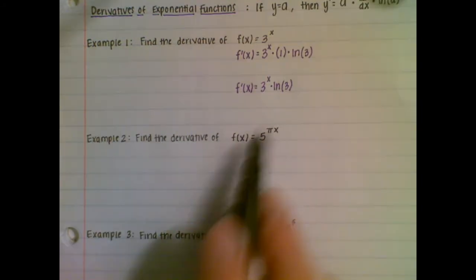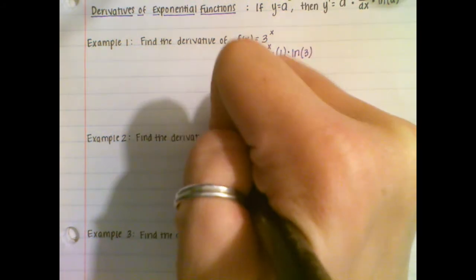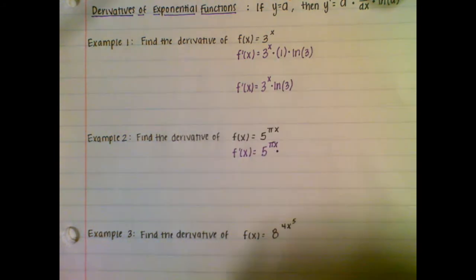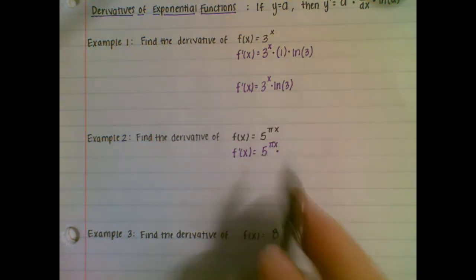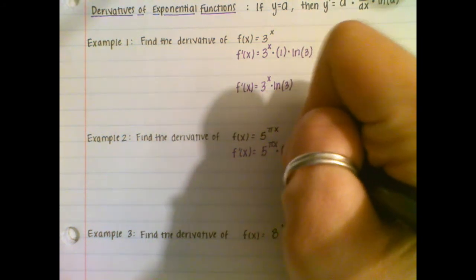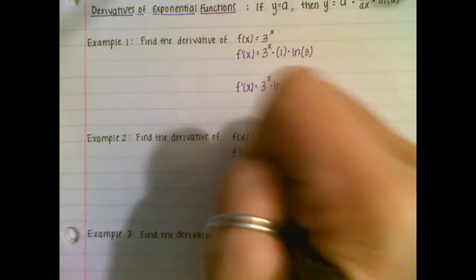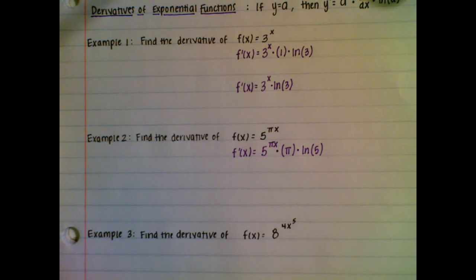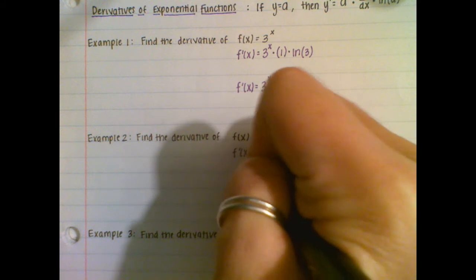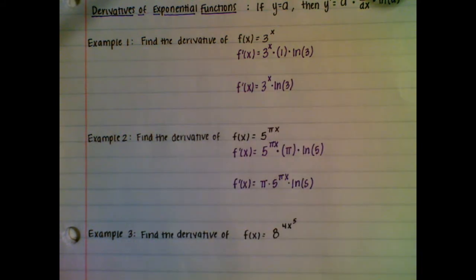So if you look at the next example, we'll look at what happens when there's something in the exponent there. So our f prime here is going to be 5 to the pi x times the derivative of whatever's in the exponent. So derivative of pi x would just be pi times the ln, or natural log, of our base 5. And you could rewrite that if you wanted to rearrange these. Again, multiplication is commutative, so it doesn't matter. Maybe you'll see it written as the pi first times 5 to the pi x times the ln of 5. But again, it just doesn't matter the order that you write them in.